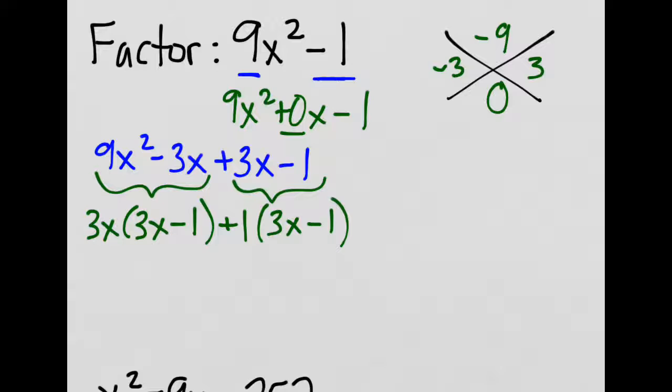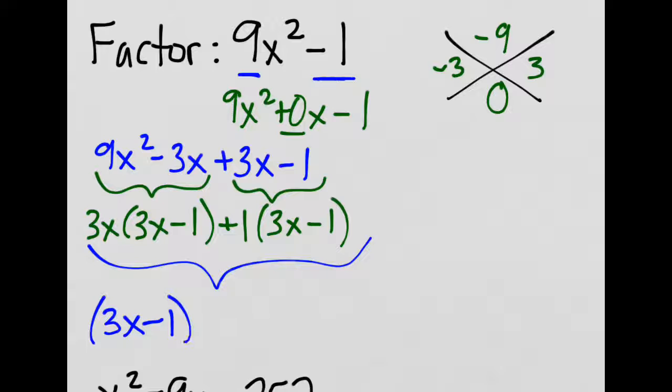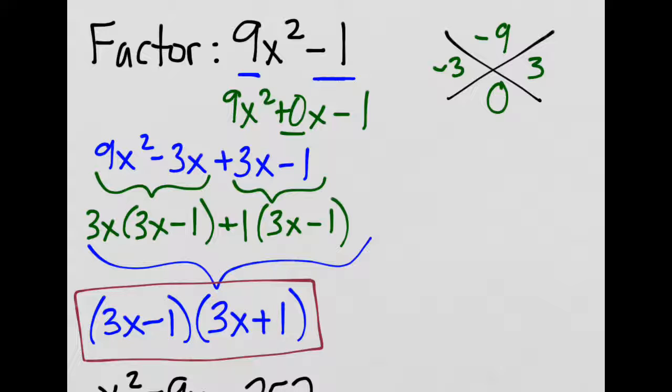Now we're treating this first term, this whole 3x times 3x minus 1, as one term, and this 1 times 3x minus 1 as a second term, and we're going to factor those as two terms. So they have a 3x minus 1 in common, and they have a 3x plus 1 left over. This one doesn't say to solve, it just says to factor, so this is our factorization and that is our answer.